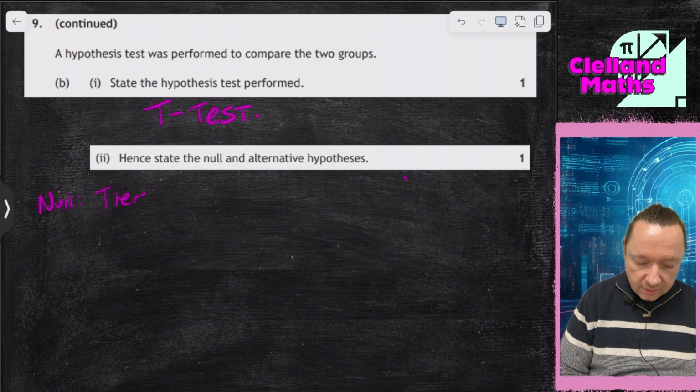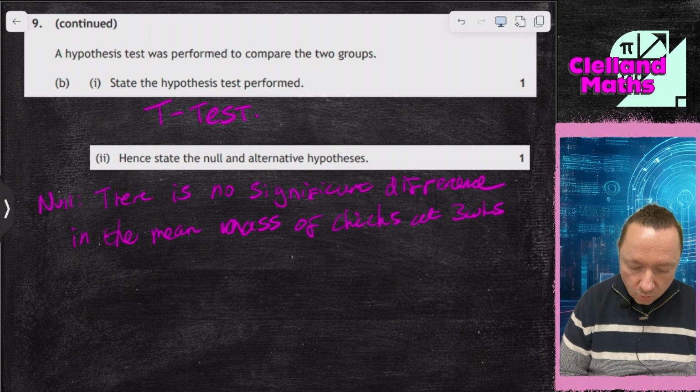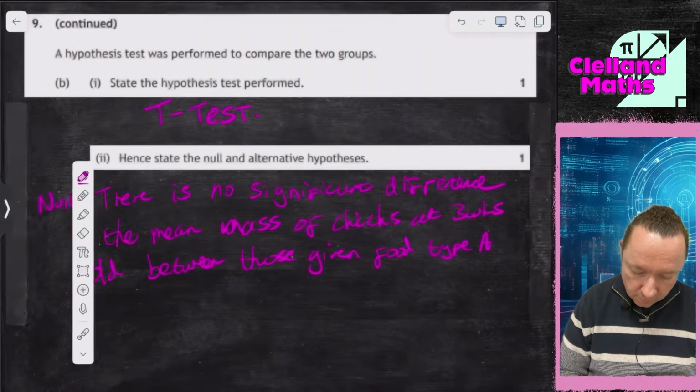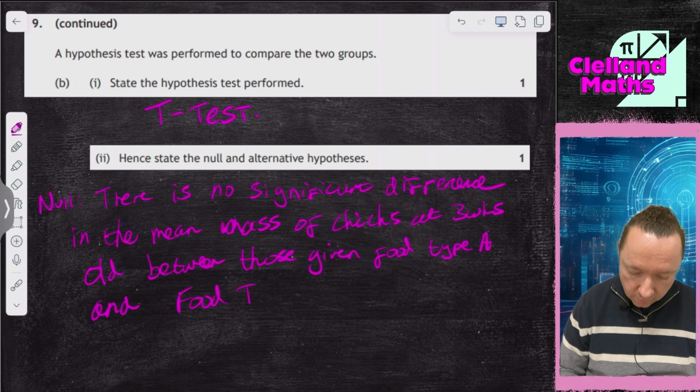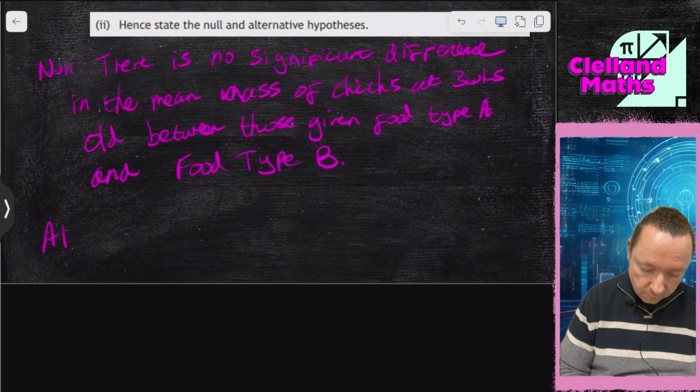Null, there is no significant difference in the mean weight of chicks, mean mass of chicks at 3 weeks old between those given food type A and food type B. And then the alternative hypothesis is just the opposite statement of that.